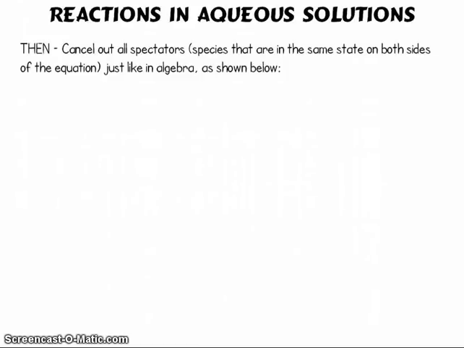After that, we're going to cancel out all spectators, just like we do in algebra. And all we mean here is species that are the same number and same state on both sides. They don't change at all from one side to the other.